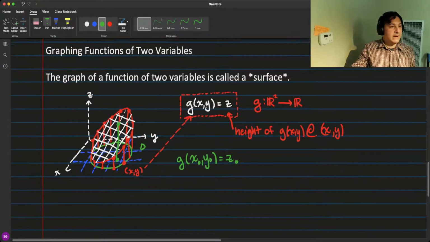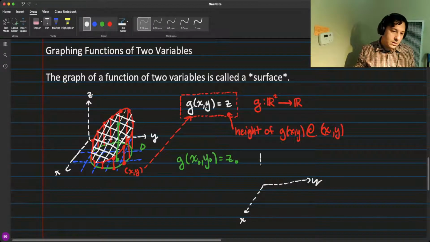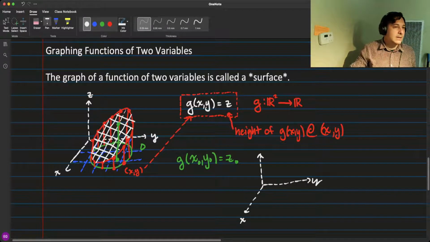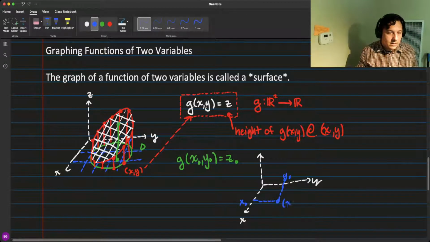So if you have your y-axis, x-axis, z-axis, you have some point x naught, comma, y naught. That will be right here in the xy plane.